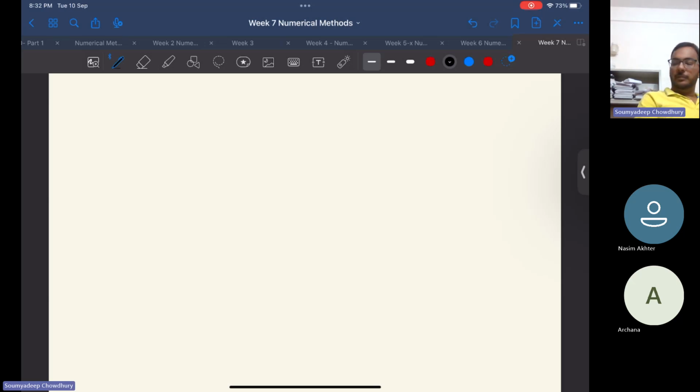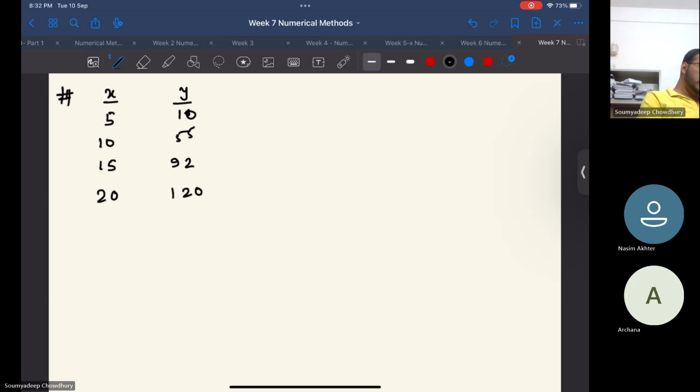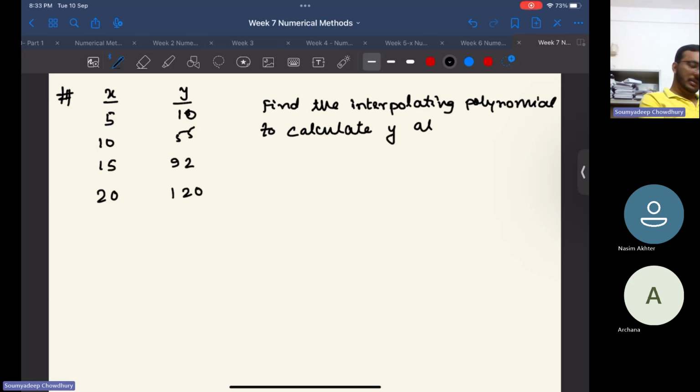Okay, I'll move forward. So the same problem I will try to solve using Lagrange's polynomial. So you have your x and y: x is 5, 10, 15, and 20, and you have y as 10 up to 20. So here it is told, find the Lagrange's interpolating polynomial to calculate y at x equal to 7. At x equal to 7, you have to find out the value of y. So for that, first you need to find the polynomial. Then you substitute 7 in place of x and find y.